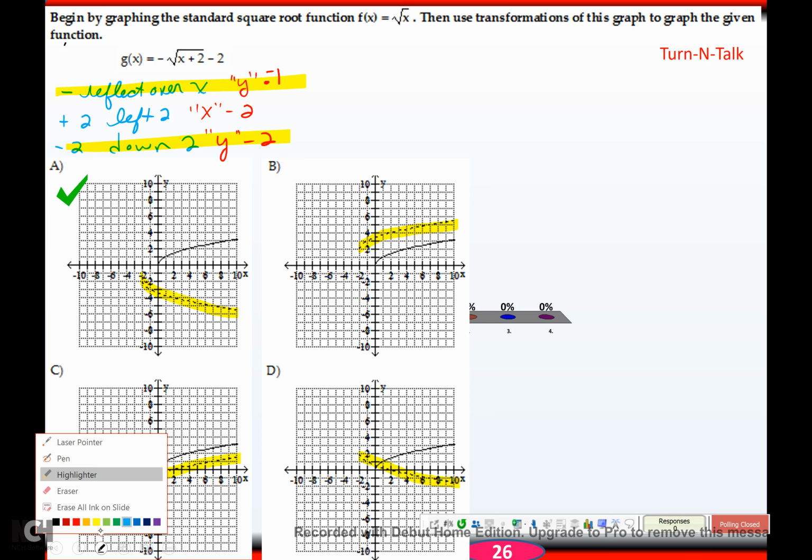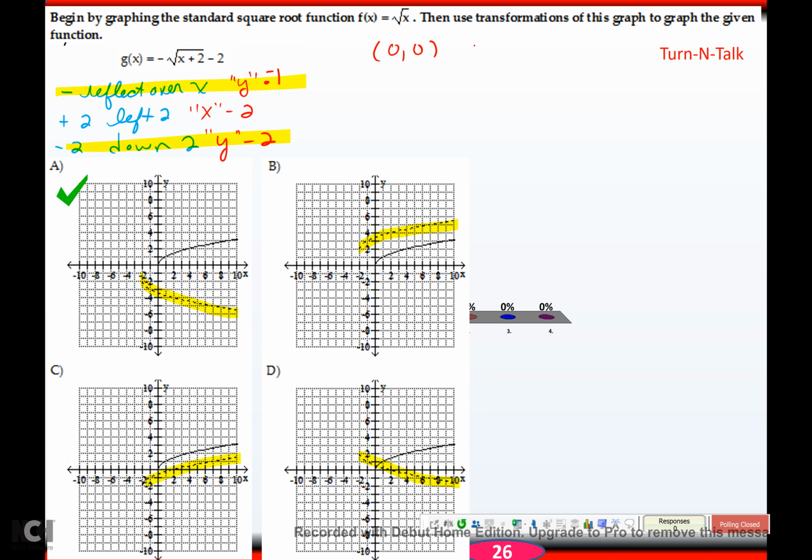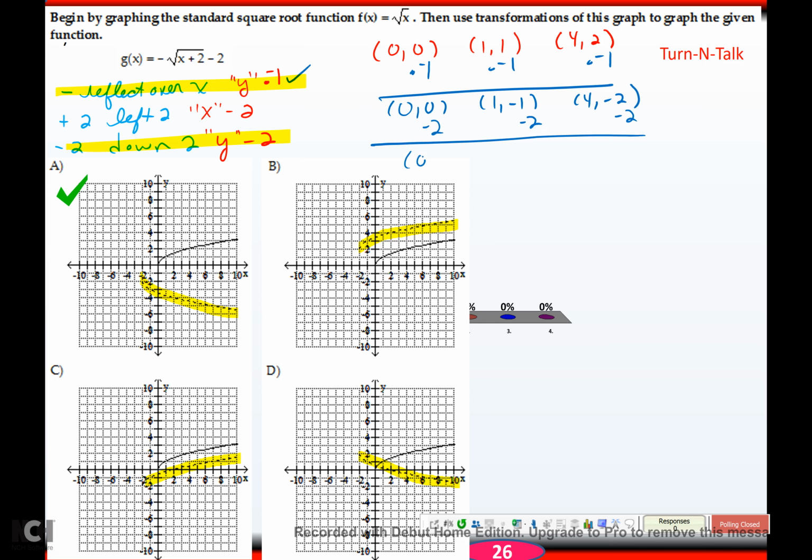So if I take my mother pairs for a square root function, which we did: 0, 0, 1, 1, 4, 2, I have to multiply by -1 first on the y's. So times -1, times -1, times -1. I get 0, 0, 1, -1, 4, -2. That's done. This says subtract 2 from the y's. That gives me 0, -2, 1, -3, 4, -4.